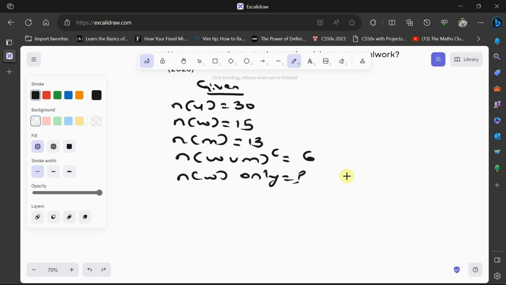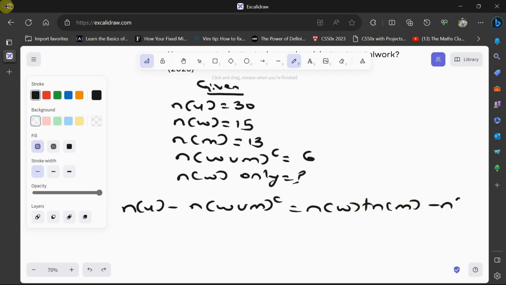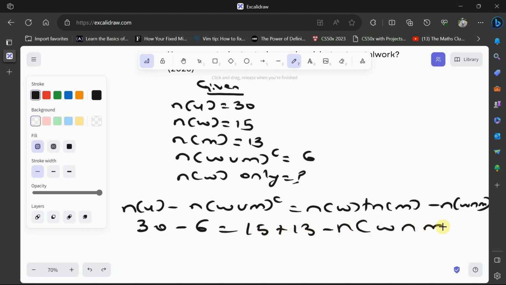So if we're using our mathematical formula, the expanded formula I talked about, we said n(U) minus n(W union M complement) is equal to n(W) plus n(M) minus n(W intersection M). So if we substitute now, in the universal set there are 30 students minus 6. The n(W) is 15, n(M) is 13, minus n(W intersection M). So 30 minus 6 is 24. 15 plus 13 is 28, minus n(W intersection M).